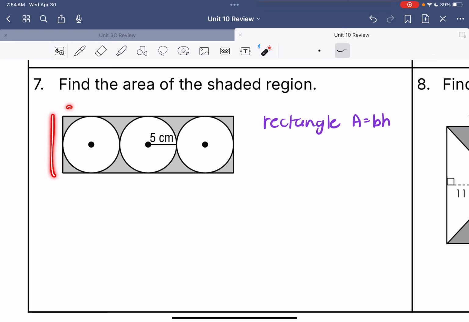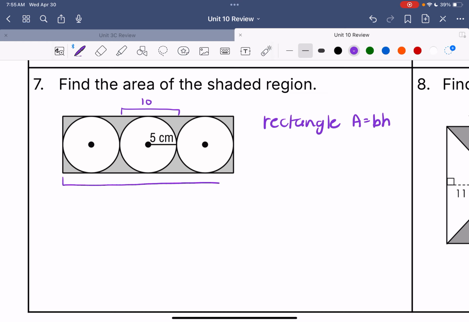So I don't have anything labeled on the outside, but this is going to be easy to figure out because you see how this radius is 5? That means that all the way across here would be 10. So I'm going to do it like this, like all the way across from that circle would be 10, but there's 3 of them. So that means that the entire base is 30.